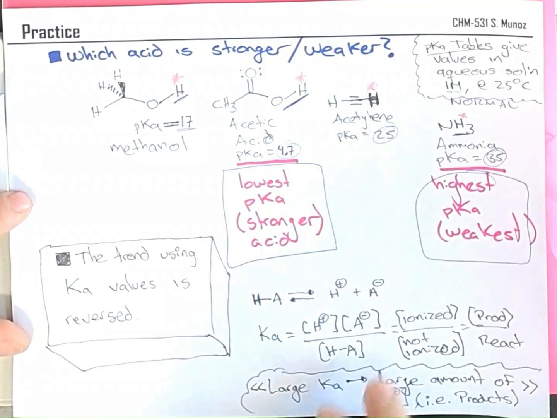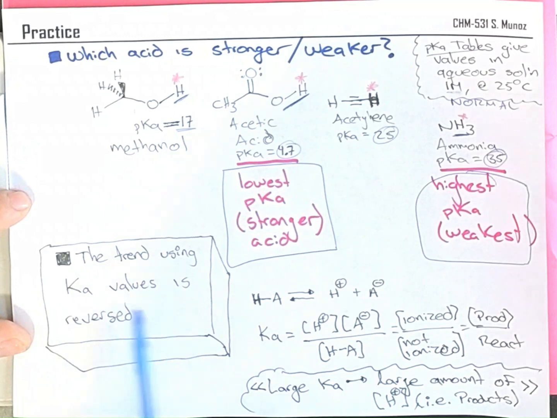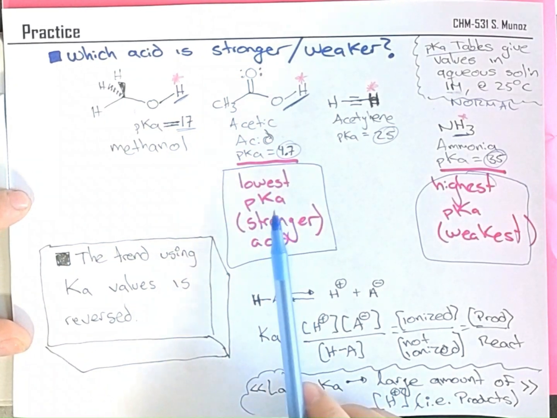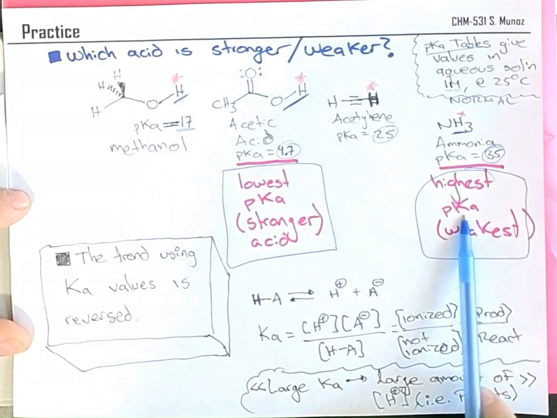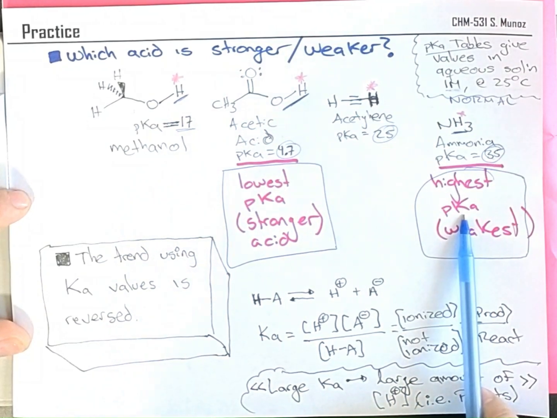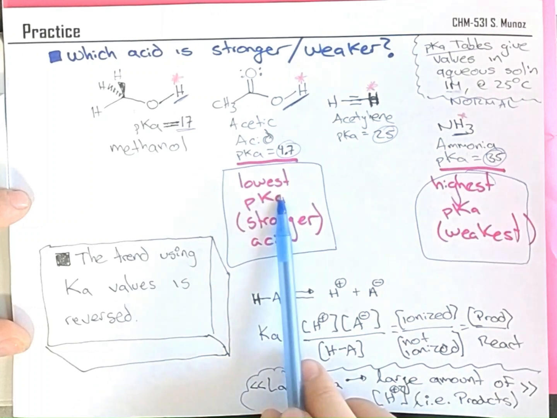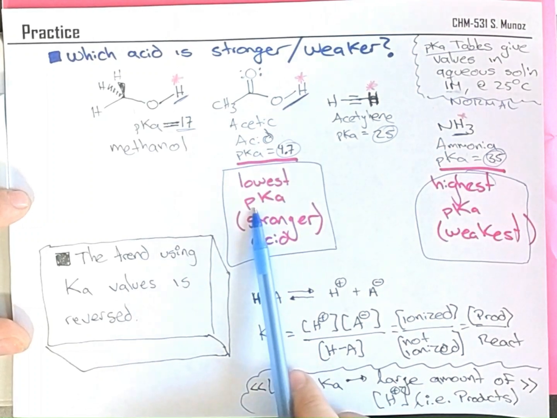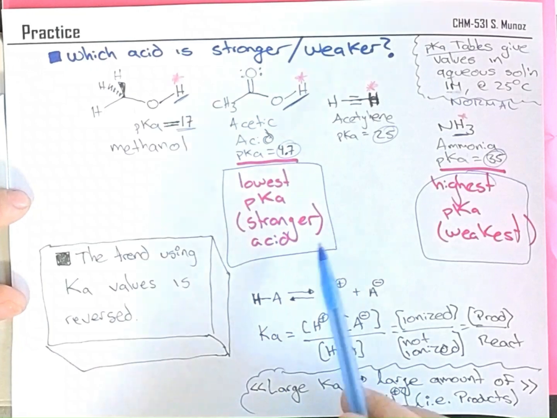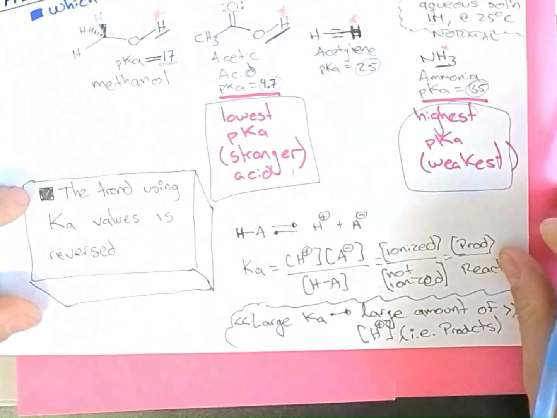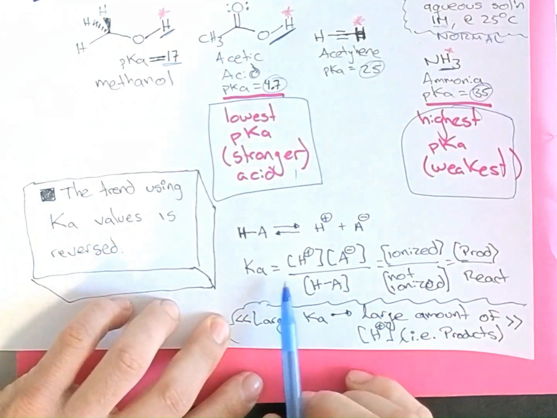Now, the trend, as I mentioned earlier, using Ka values is reversed. So, in other words, the lowest Ka will be for ammonia, which corresponds to the highest pKa, and the highest Ka would be for acetic acid, which has the lowest pKa value, the stronger acid. Again, this is something you should always be very familiar with.